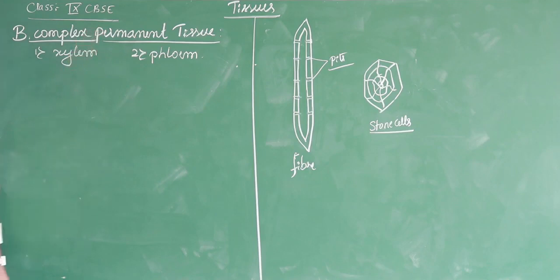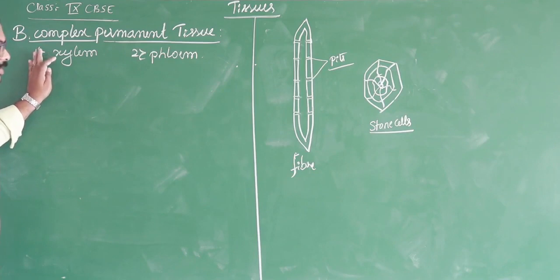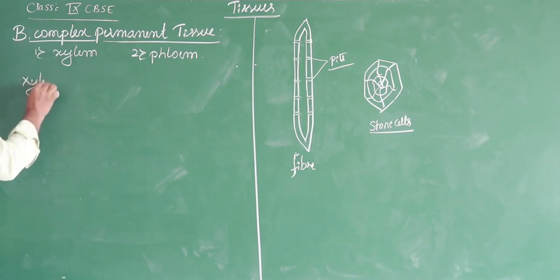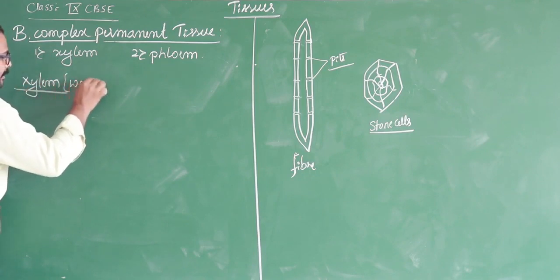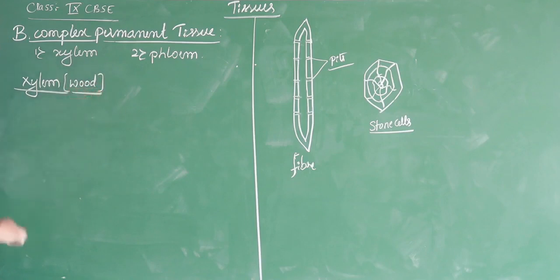Why is it called complex permanent tissue? Because these permanent tissues are made up of different types of cells, but they all work together for the same function. Hence, it is called complex permanent tissue. So, in that, let's see the first one, xylem. Xylem is also called wood. It's another name of the xylem.